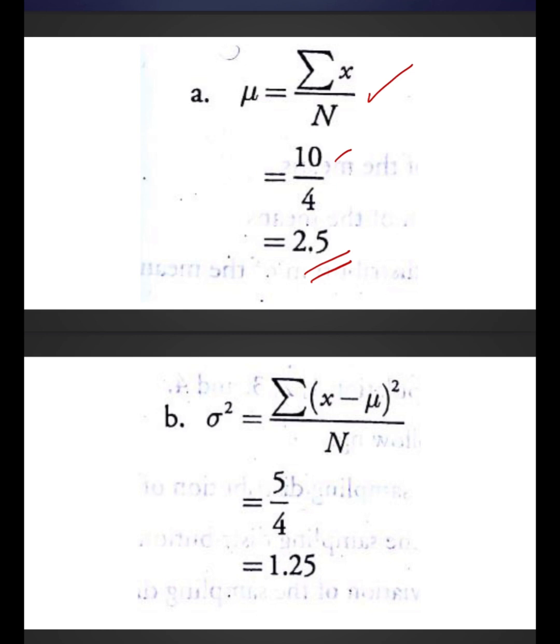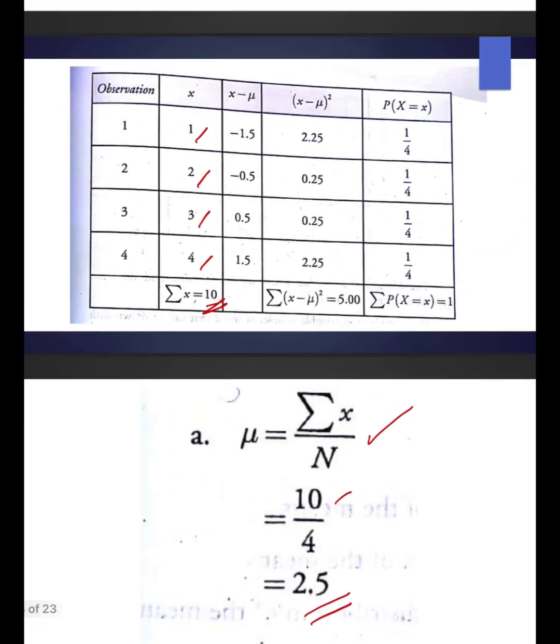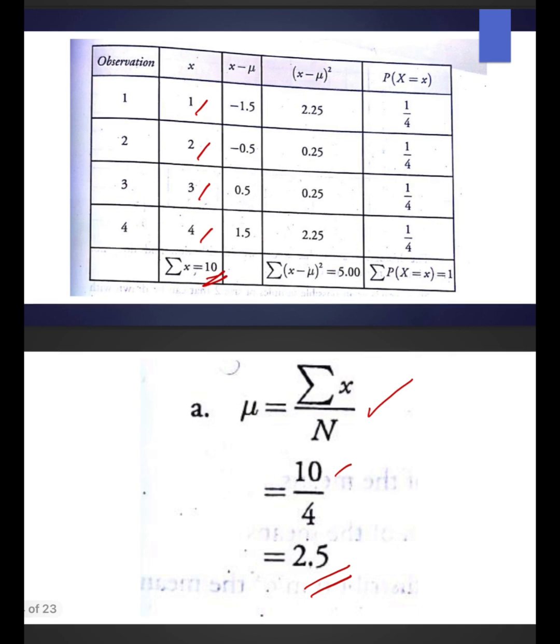Now, to get the population variance, let's continue on our table. Just simply subtract the population value 1 to our mean 2.5. That is 1 minus 2.5 is equal to negative 1.5. Subtract 2 to 2.5, that is negative 0.5. Subtract 3 to 2.5, that is positive 0.5. And subtract 4 to 2.5, that is 1.5.